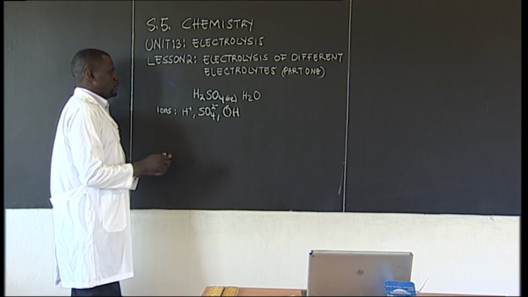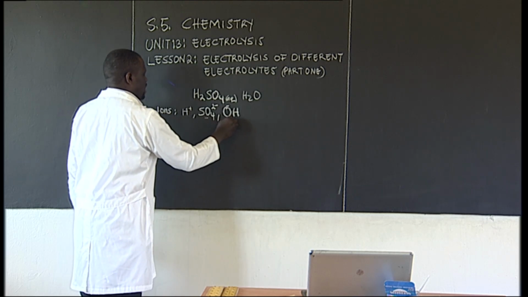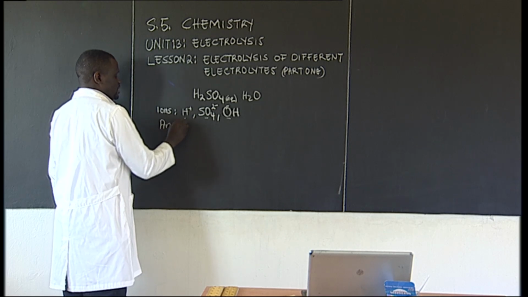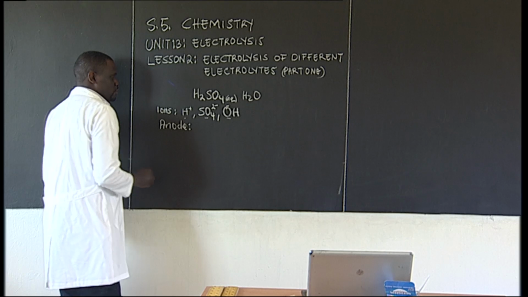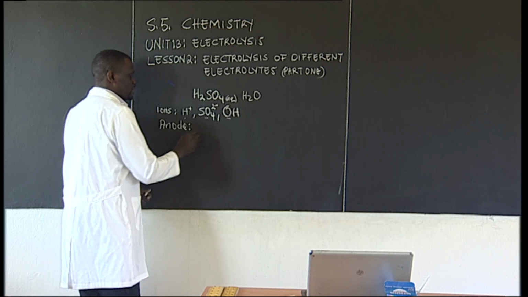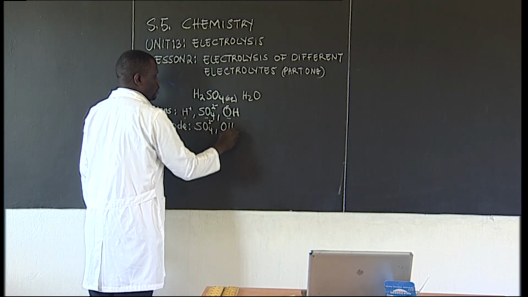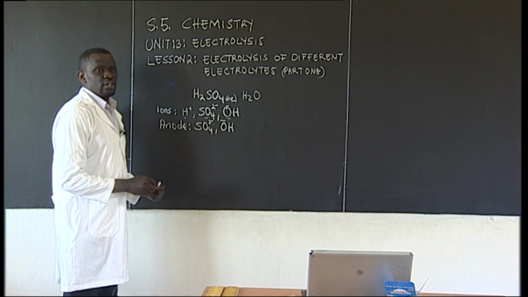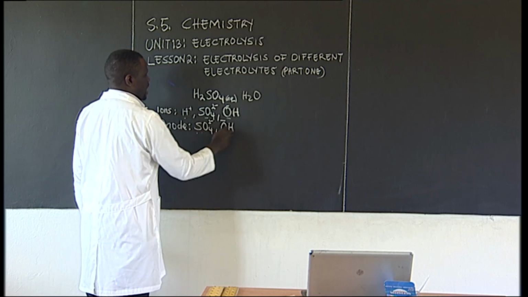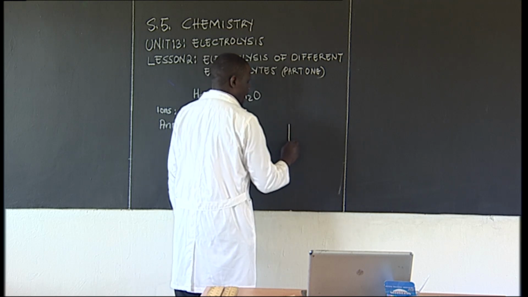You see here, we have 2 negatives and 1 positive. Meaning that at the anode, the ions which will be attracted will be the negative ones. So we have the sulfate and the OH. Both of these move towards the anode. We can have a simple illustration here where we have a beaker.